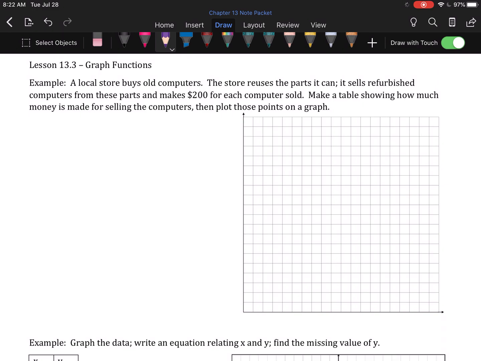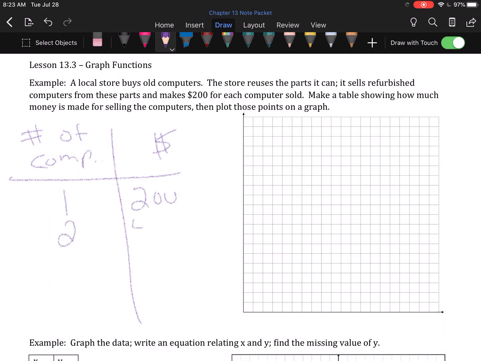Okay, so what this is going to be is number of computers and money. So if they sell one computer, they make $200. Two computers would be $400. At $200 for each, we're just going to be taking the number of computers times 200. 3 computers gets us $600. 4 computers would make us $800. And 5 computers would make us $1,000. These are enough points. I guess I don't really need to include the dollar sign there.